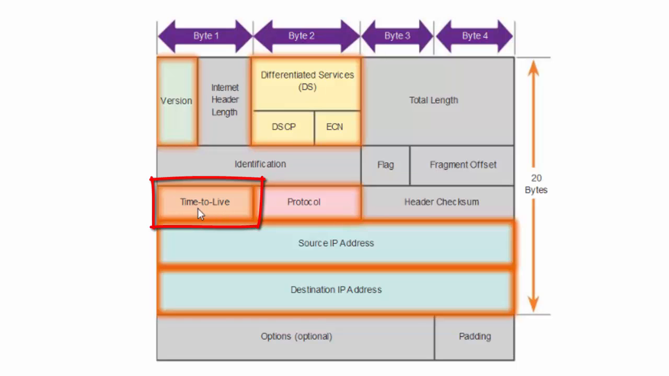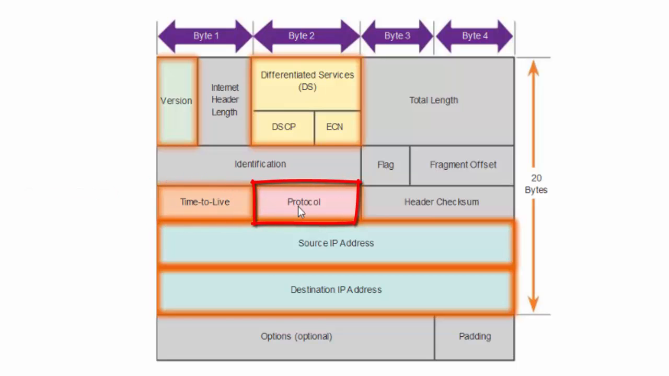This time to live field is 8 bits, which means that the maximum time for a packet is 255, and what happens is that at each router this time gets subtracted by 1, or gets decremented, in which case the maximum number of routers that this packet can go through is 255 routers.